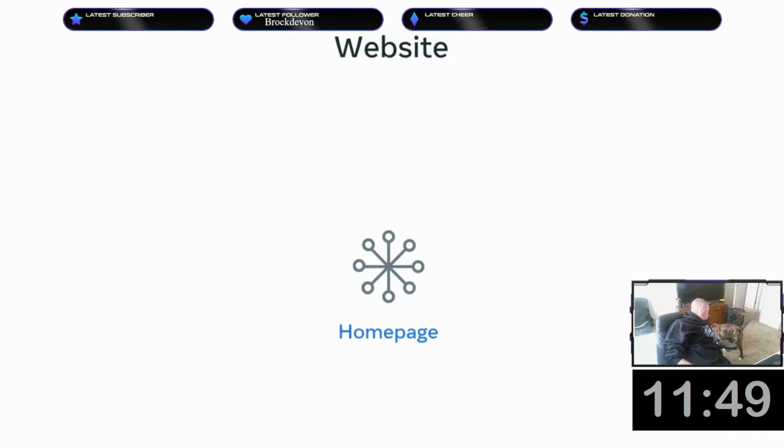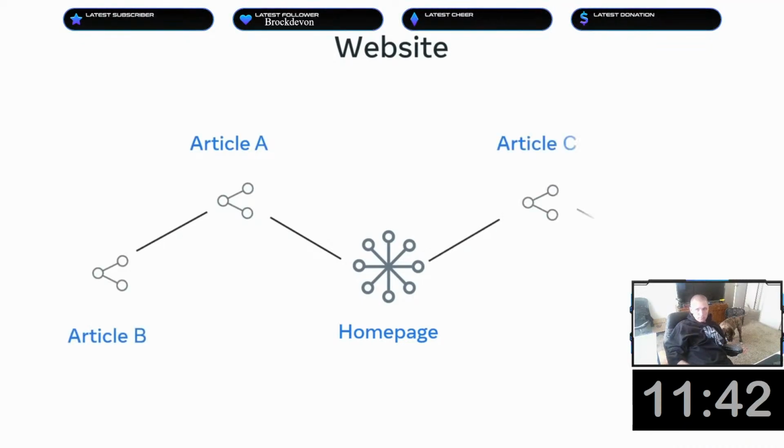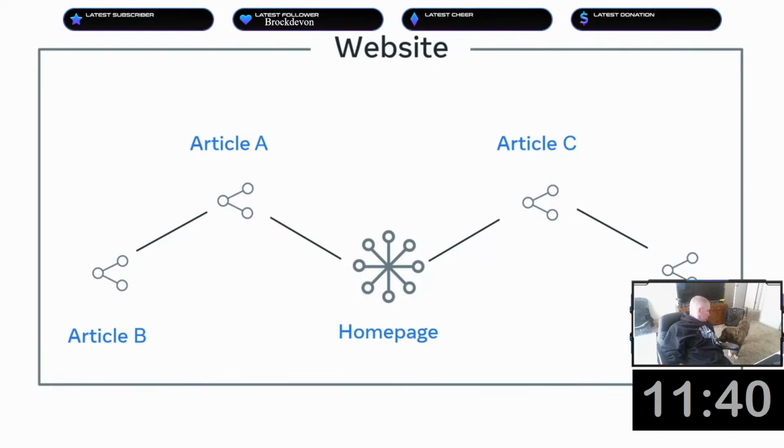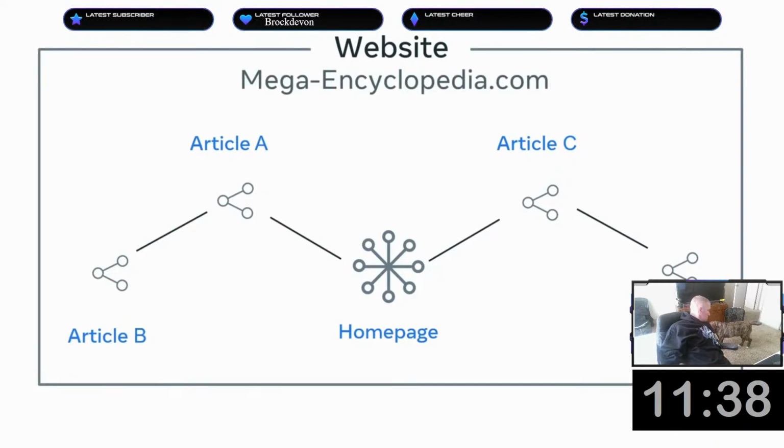You know when you visit your favorite encyclopedia website and the homepage has a lot of links to different articles. Clicking on one of those links brings you to an article on a new web page. And that article links to more articles on other web pages. Well, since all of these web pages exist under the same domain name, they are a website.